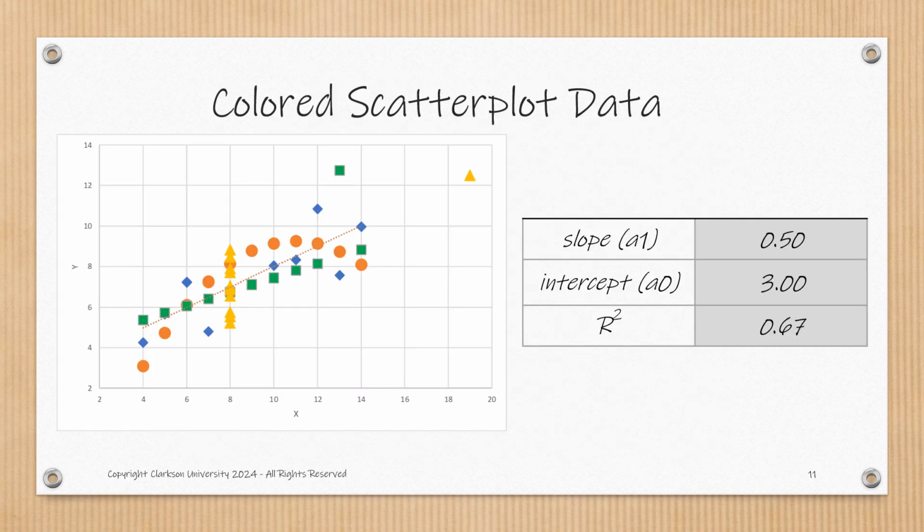Now our analysis got a bit more interesting when we made that same scatter plot, but we colored each of the trials differently. We also used different marker shapes: squares, diamonds, circles, and triangles. Now, with this data, we still have a slope of 0.5 and an intercept of 3.0, and a nice trend line that looks positive going up with an R-squared of 0.67. But the additional layering of colors and shapes gives us some indication that there might not be a linear relationship in all of our trials.